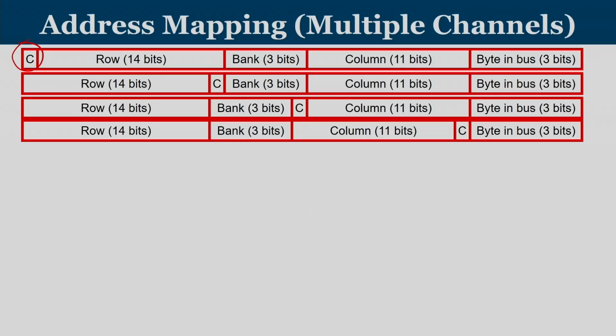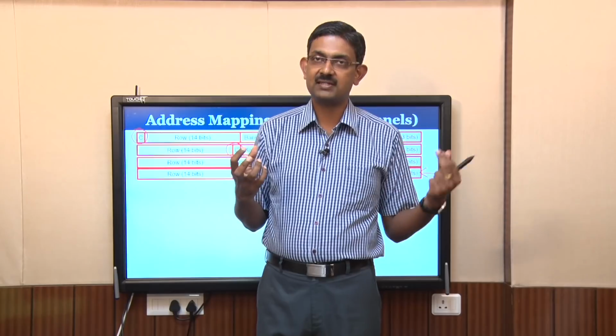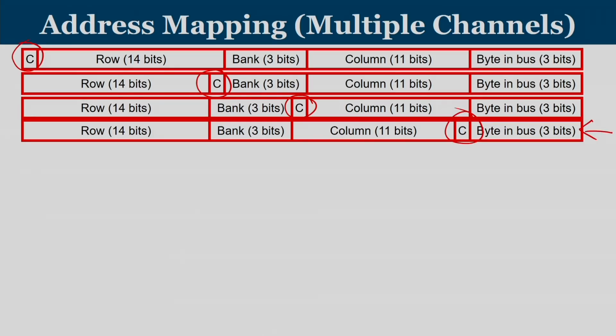Now I can keep the channel bits after the column and bank bits. We can also keep channels in between banks and column bits, or the last design, where adjacent words are kept in adjacent channels. So once the channel bit is located between the column bits and the byte in the bus bits, in the last case, this means adjacent memory words are kept in adjacent channels. So your word number 0 is from channel 1, word number 1 is from channel 2, word number 2 is from the next channel. That is why the channel bits are put immediately after the bus bits.